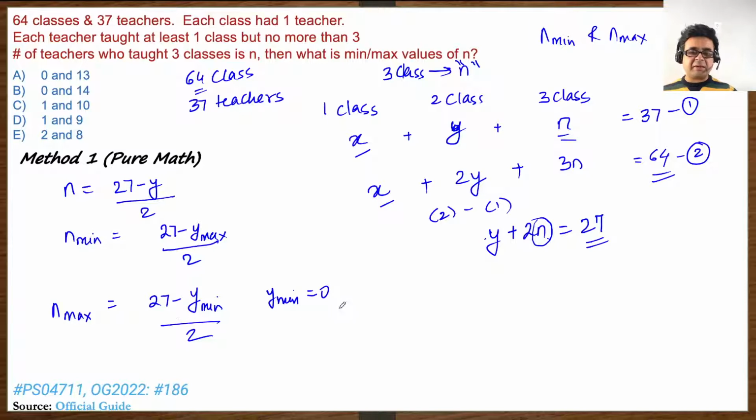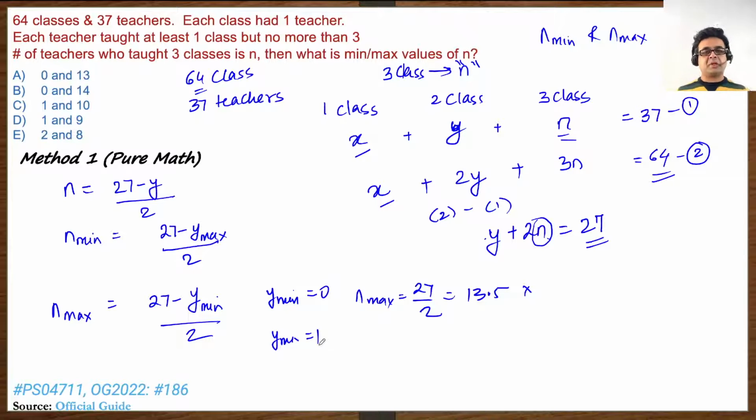What do we get? We get n maximum as 27 by 2, which equals 13.5. This is not possible. So a y minimum of 0 is definitely not possible. So I am close to the answer, and actually if I'm practiced enough, I can get the answer right here and there. But since we are not that practiced yet, we are going to say not a possible case. I'm going to change my y minimum to 1 and go from there. When I take y minimum as 1, I get n maximum equals 27 minus 1, which is 26, by 2. That is 13.